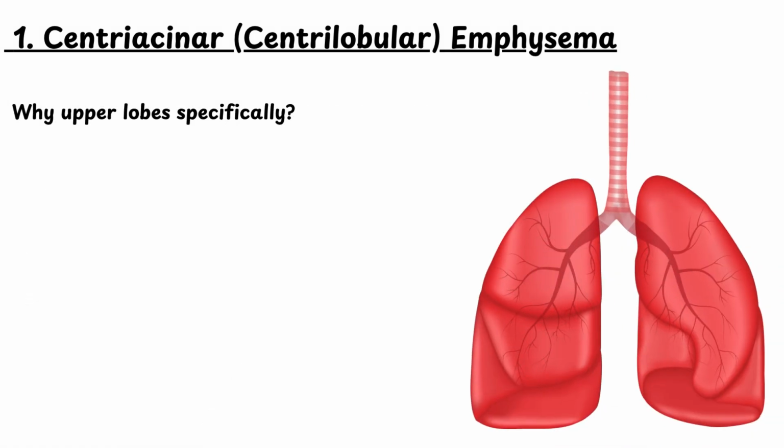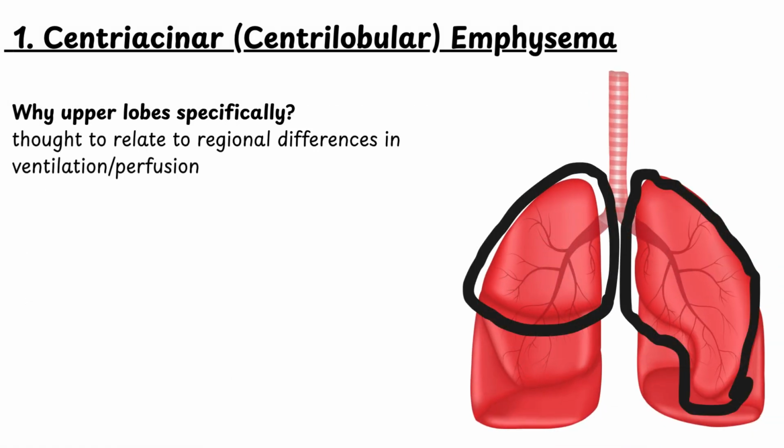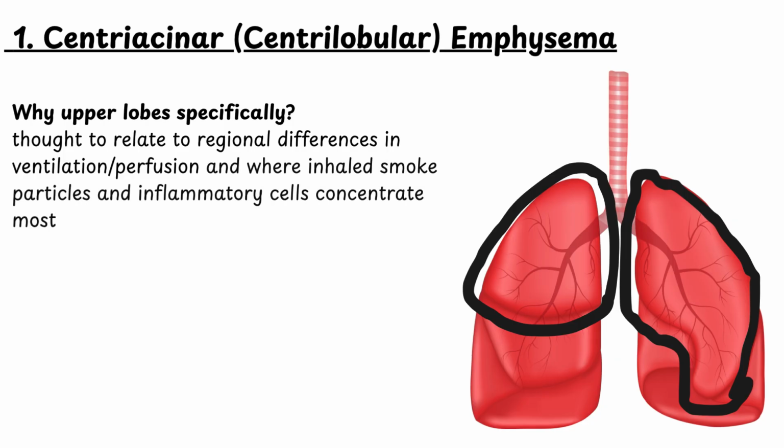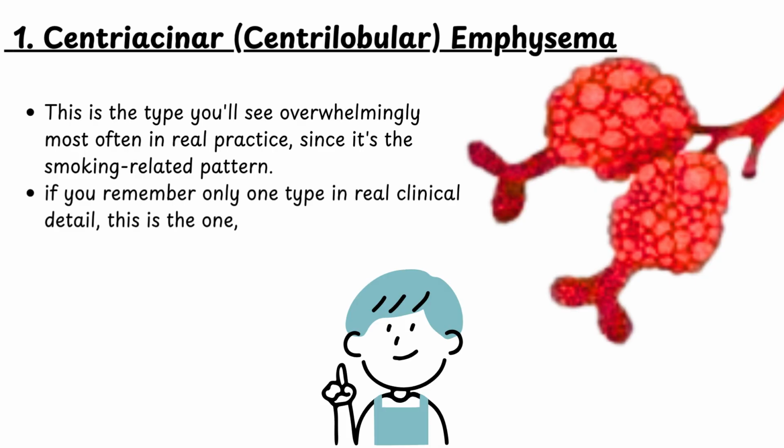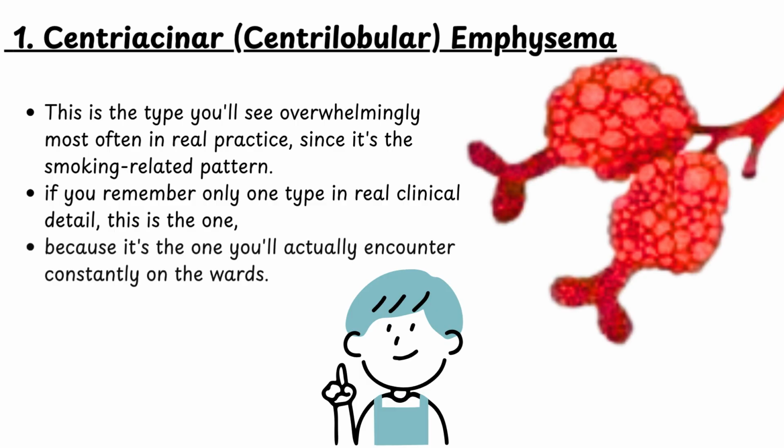Why the upper lobes of the lungs specifically? It is thought to relate to regional differences in ventilation and perfusion, and where inhaled smoke particles and inflammatory cells concentrate most. This is the type you'll see overwhelmingly most often in real practice, since it's the smoking-related pattern. If you remember only one type in real clinical detail, this is the one, because it's the one you'll actually encounter constantly on the wards.